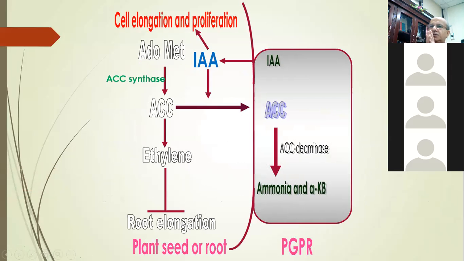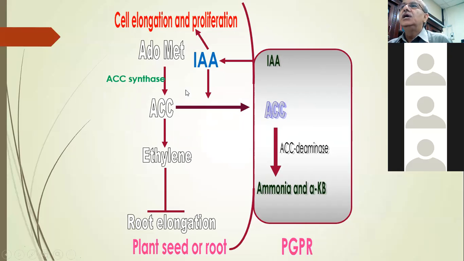So this is a model which has been proposed by a Canadian scientist, Glick. This is ACC, 1-aminocyclopropane 1-carboxylic acid. Assume this side is a plant seed or root, and we have inoculated it with a PGPR. So a PGPR is attached to the seed or to the root. Now what happens? Whenever there is any stress, salinity stress or drought stress, there is more production of ACC in the plant.